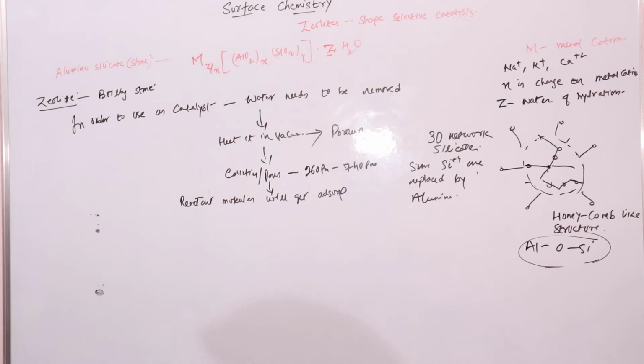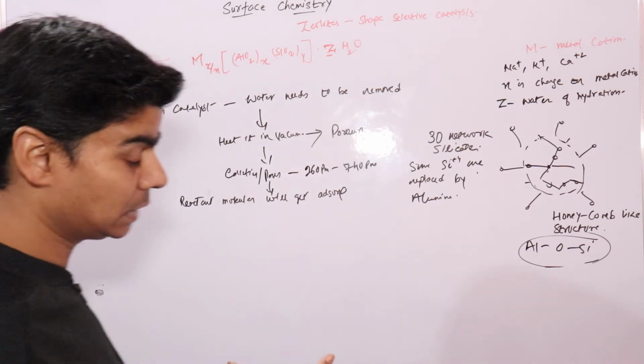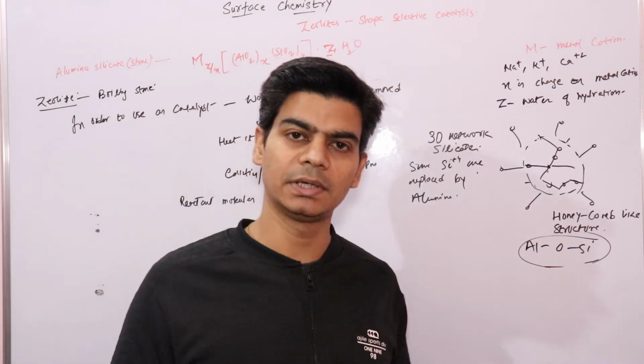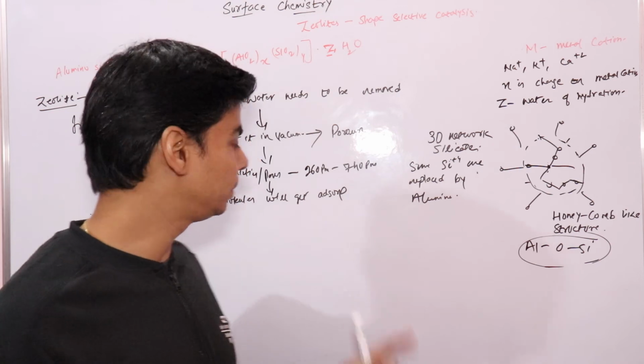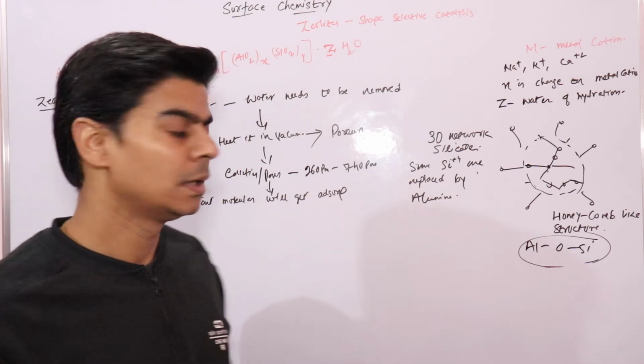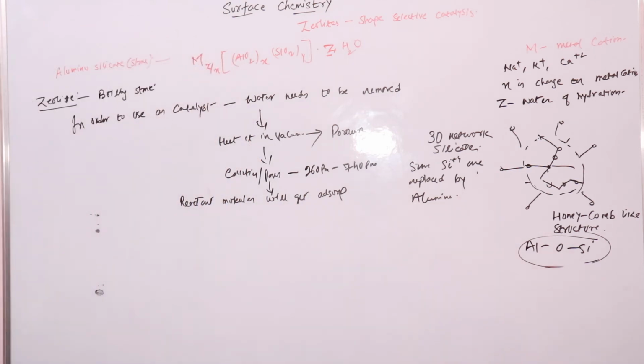So it depends on the shape of the reactant molecules which of them can get adsorbed into these pores. If you take the example of sodium aluminum silicate, it can adsorb straight chain hydrocarbons, and not branched chain or aromatic hydrocarbons.